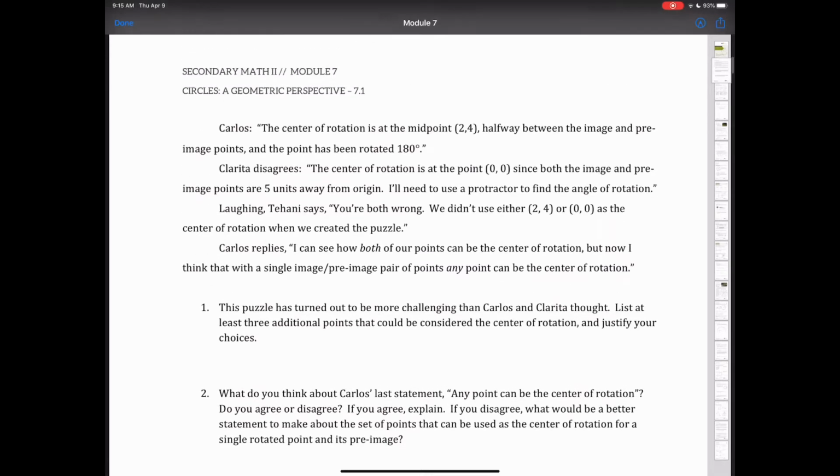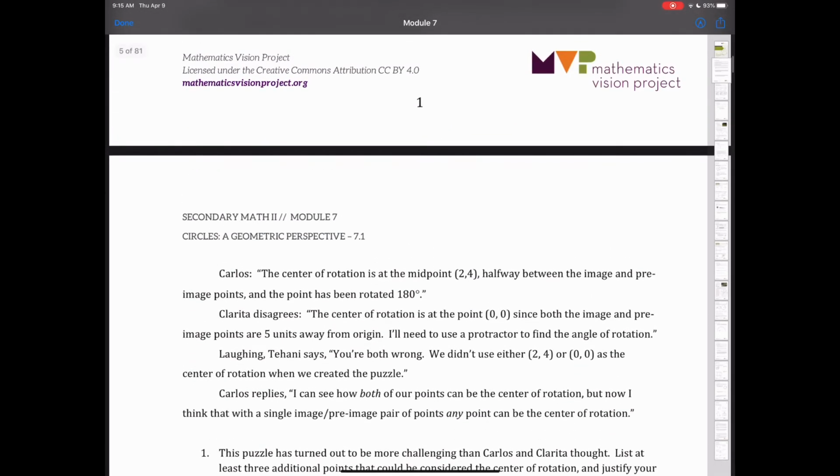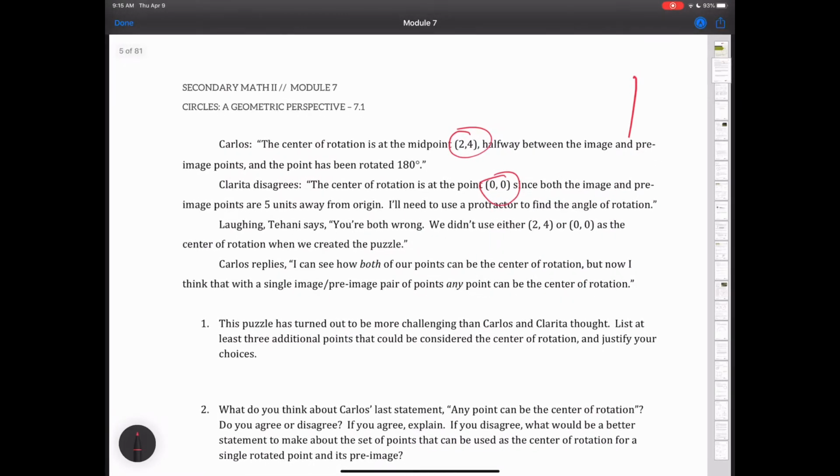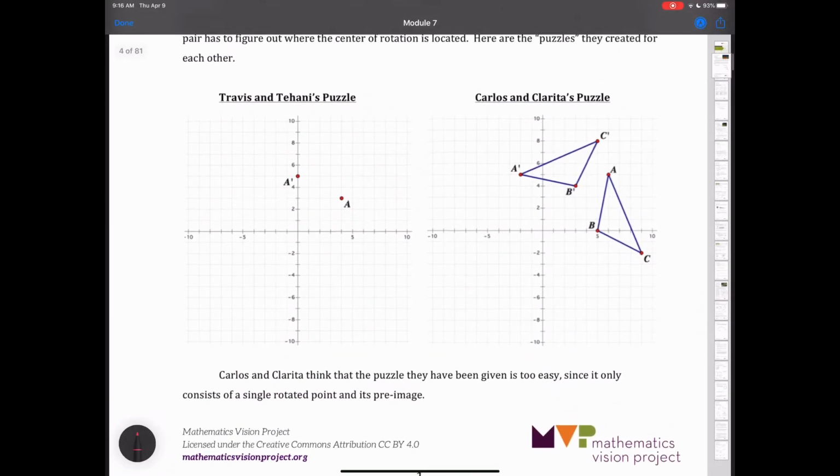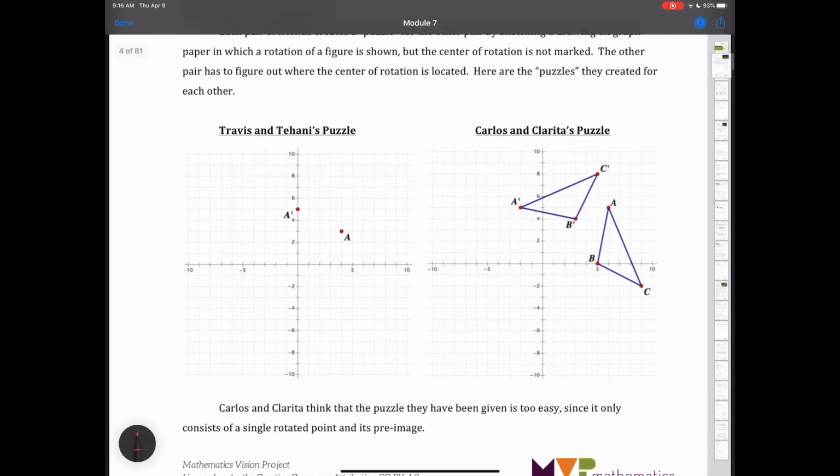So as of right now, we have 2 points, correct? We have (2, 4) and (0, 0). So now I will go ahead and mark those 2 points: (2, 4) and (0, 0). We can see how both of them could have been used, but we need to look for some other points that could have been used for this rotation as well.